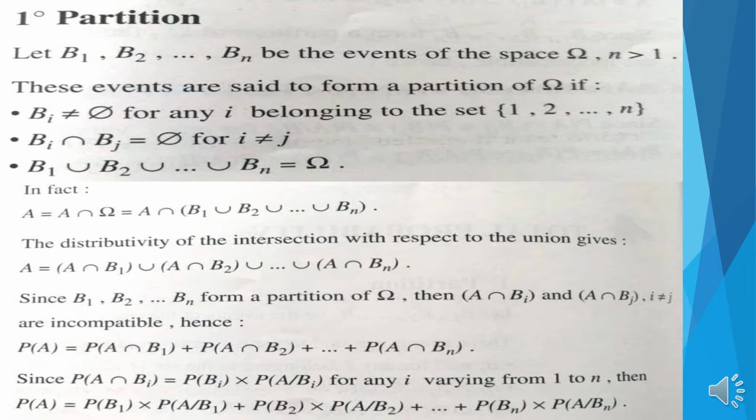What is the probability? The probability is the probability of A intersection B1, probability of A intersection B2, and so on. Since the probability of A intersection any of these events is the probability of B times the probability of A such that B. So what is the total probability of A? It is the probability of B1 times the probability of A such that B1, and so on.